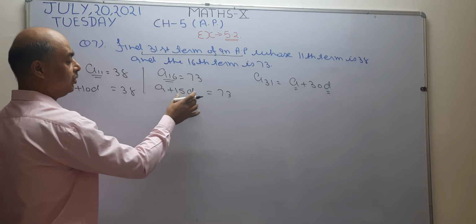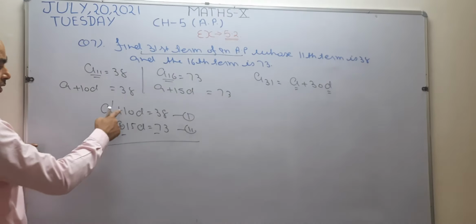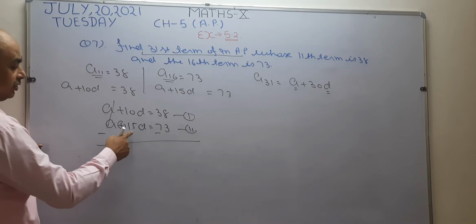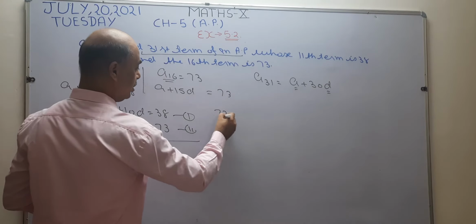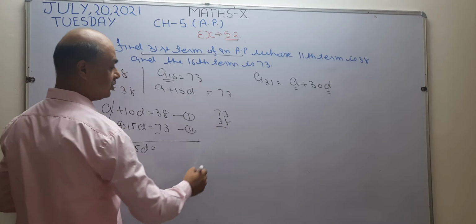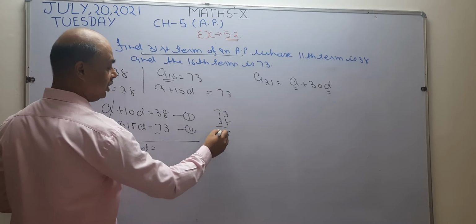This is your first equation, this is your second equation. Both signs are the same, so I want to subtract. For this, I want to change the signs. A is going to cancel. Again, plus minus minus, a negative sign is there, so I write here minus 5D. Then 73 minus 38 is 35, so this becomes minus 35. Minus cancels with minus. 5 ones are 5, 5 sevens are 35, so the value of D becomes 7.